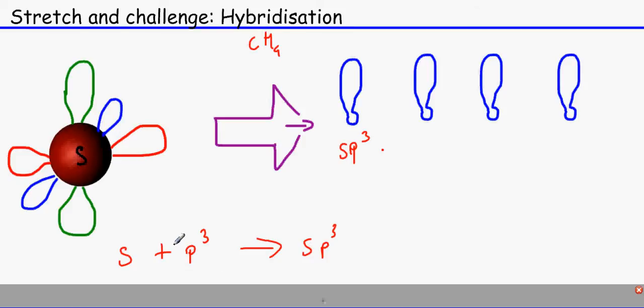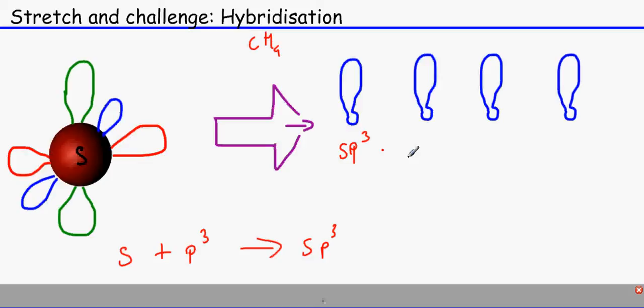We've got the S orbital at the bottom here, and the P orbital at the top. This is just to symbolize that we've got the S and the P orbital stuck together. Some people might draw it like this, or like this. At this stage in A-level, it doesn't really matter. So we've got sp3, sp3, sp3, sp3. So in this case, we have four sp3 orbitals right here.